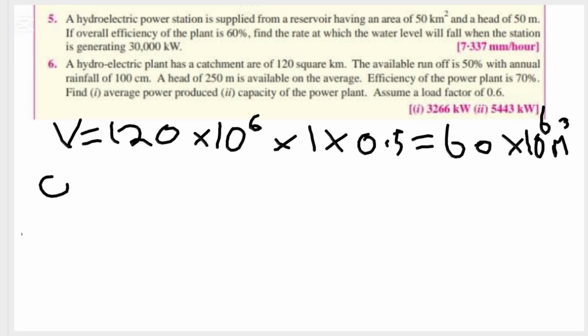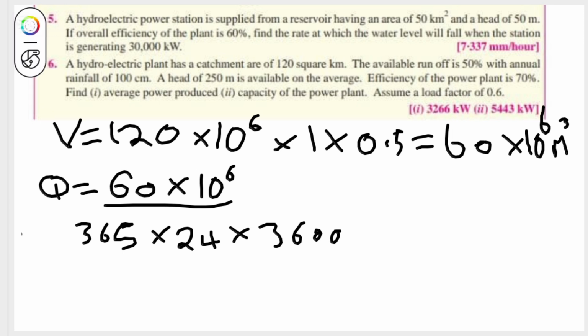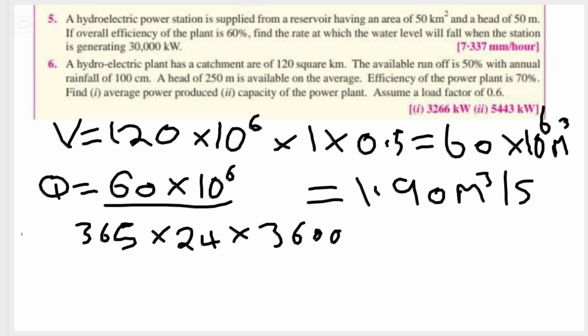So the next thing, I'm going to find the flow rate. So what will be the flow? I will say 60 times 10 raised to the power of 6 meter cube, divided by days in a year, multiplied by hours in a day, and also multiplied by seconds in 1 hour. So what should I get? I'll get 1.90 meter cube per second.